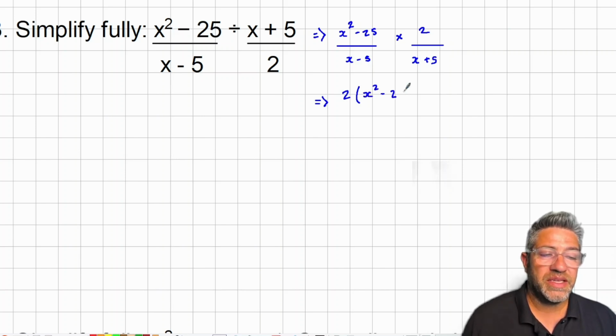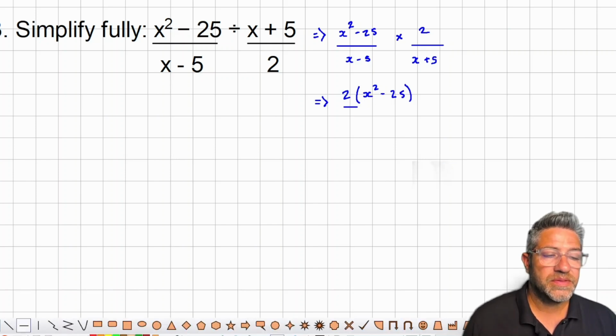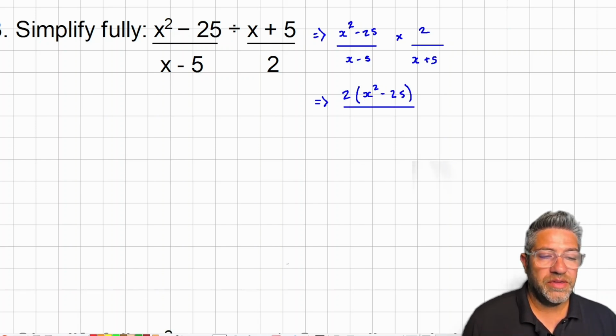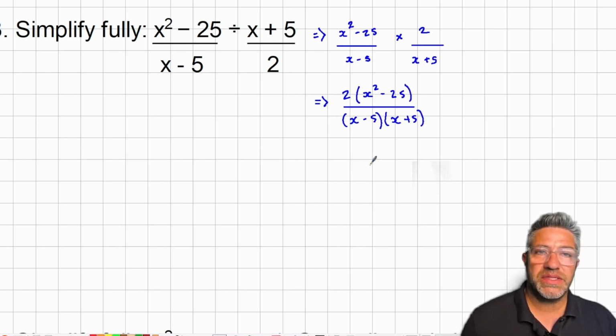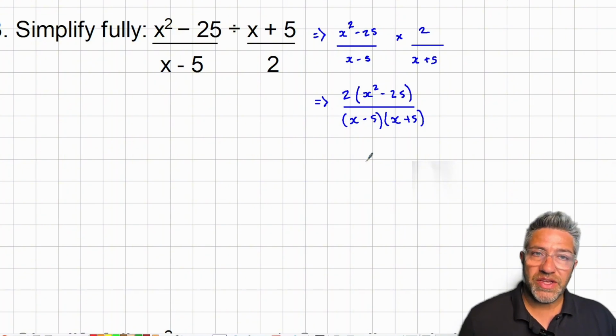2 open brackets x squared minus 25 over x minus 5, x plus 5. So I suppose, in essence, I like to take my time to write things in a format that I think are most easy to understand. I've not done a great deal of maths yet, I've just rewritten things. But now I will look at some maths.